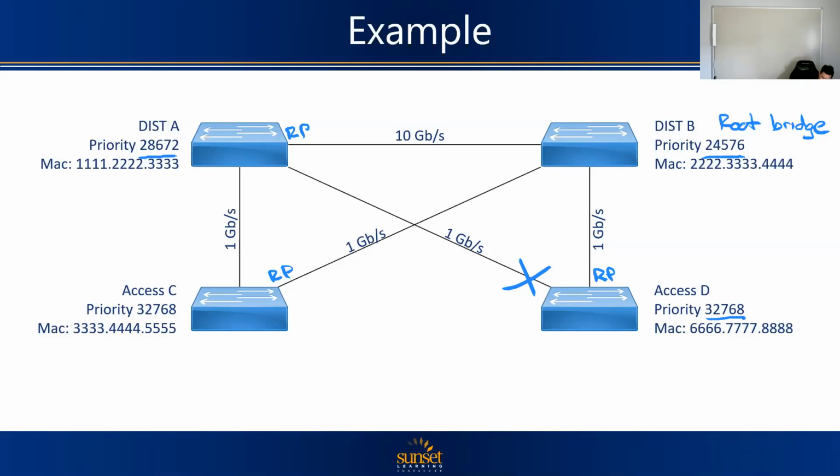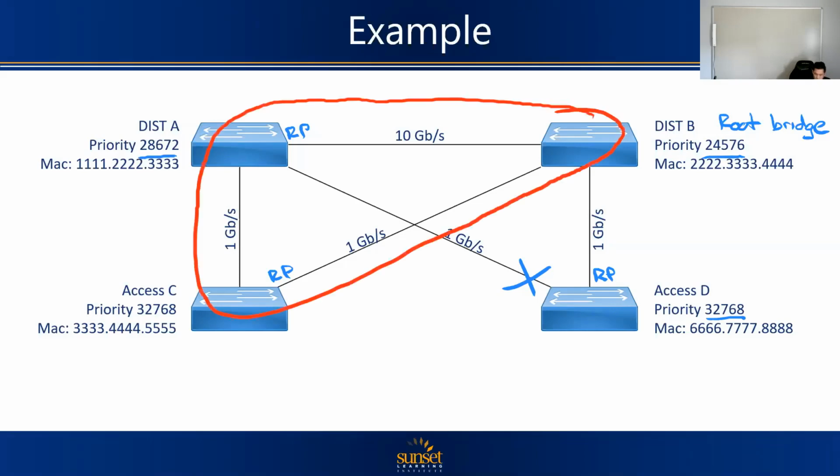In the second topology, we know that we are looping in this fashion. So out of these three switches, distribution A, distribution B, and access C switch, again, who has the worst priority MAC address combination? 32,768, I got 28,000 up here, I got 24,000 over here. It looks like access C switch is the worst. So what ends up happening is I'm going to be blocking this port on this particular switch, okay?